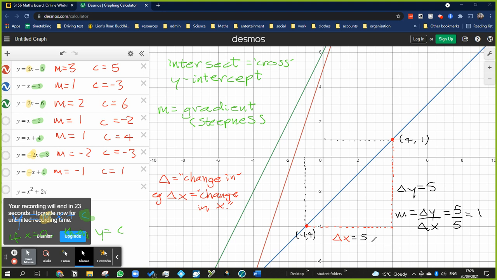One way you can do it is you can say that delta x is equal to x2 minus x1, and that just means the second one minus the first one, and the change in y is equal to, again, the second y minus the first y.